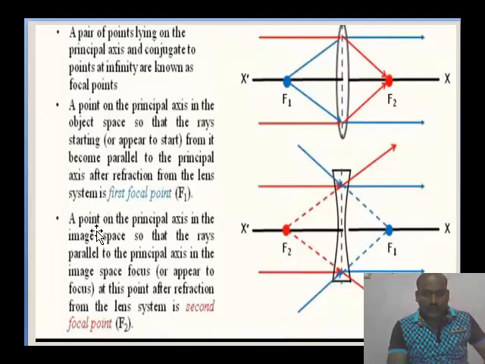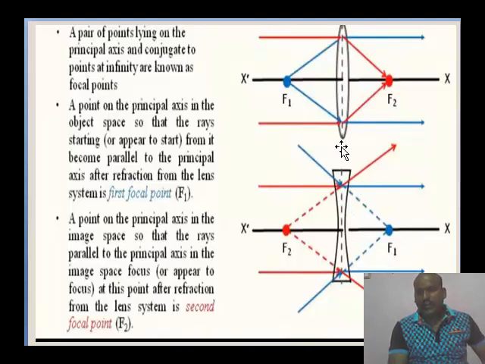At the point on the principal axis in the image space, the rays are parallel to the principal axis. You can see here there is a principal axis and the rays are parallel. After refraction from the lens, they meet at the second focal point. This is the first focal point, this is the second focal point. This is all about the convex lens.